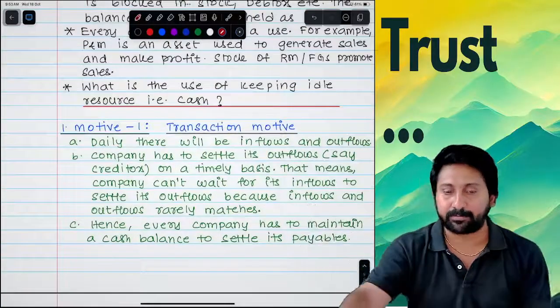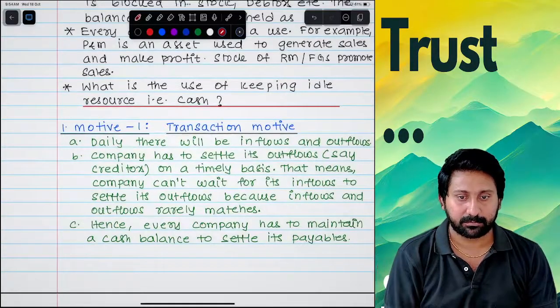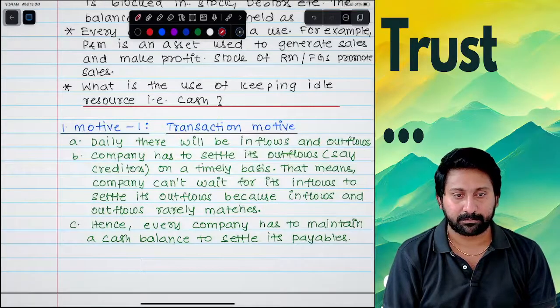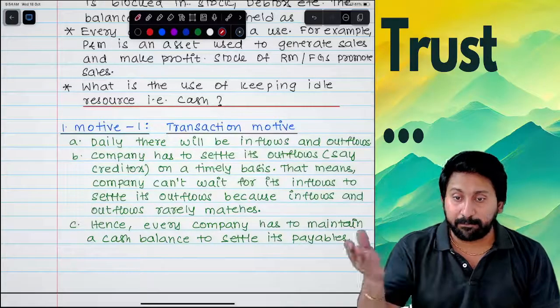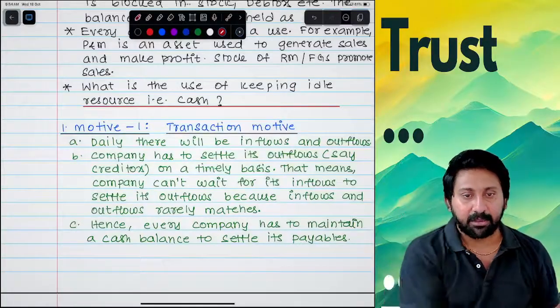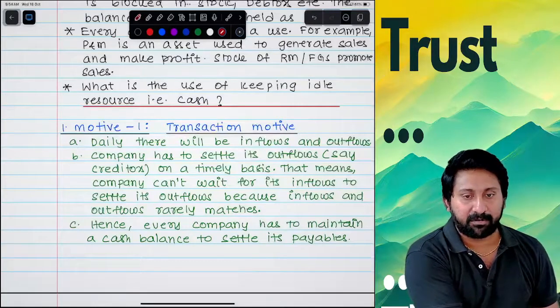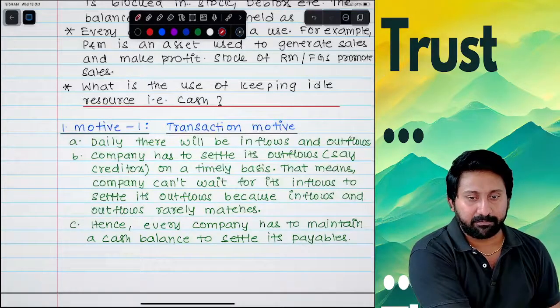Read this point. Very important theory question here, please read properly. Four motives they will ask in exam. Motive number one, transaction motive.